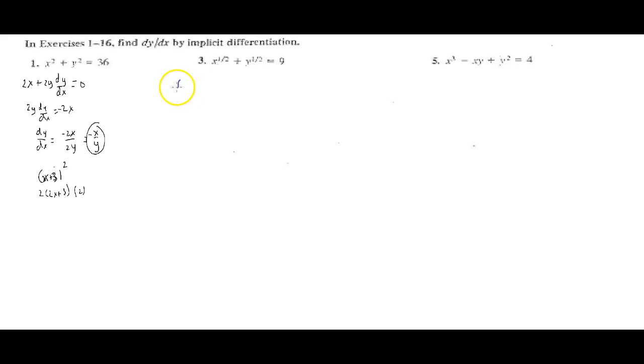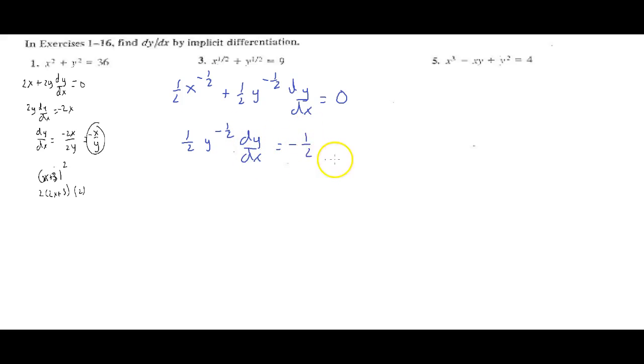It's going to be 1/2 x to the negative 1/2, as you figured, plus 1/2 y to the negative 1/2. Oh, but that's a y, and so therefore I have to tack on a dy/dx, and the derivative of 9 is in fact 0. Okay, then just move things over. This is the same drill every single time. 1/2 y to the negative 1/2 dy/dx equals negative 1/2 x to the negative 1/2. There you go. Sorry about that.